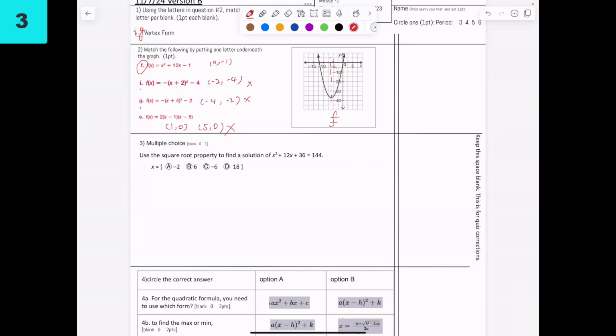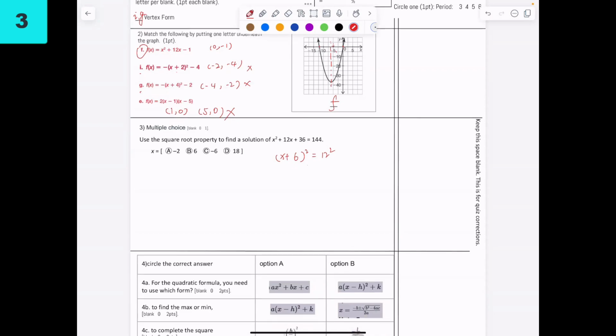And then use the square root property to find solutions for x squared plus 12x plus 36 is equal to 144. So we need to make this a perfect square. So it's (x plus 6) squared, sorry, I said 12 earlier, it's x plus 6 squared, is equal to 144, which is 12 squared. So the left side is a perfect square trinomial, and on the right side, that's a perfect square number, right? So then you need to take the square root on both sides, and the square root of the square gives x plus 6.